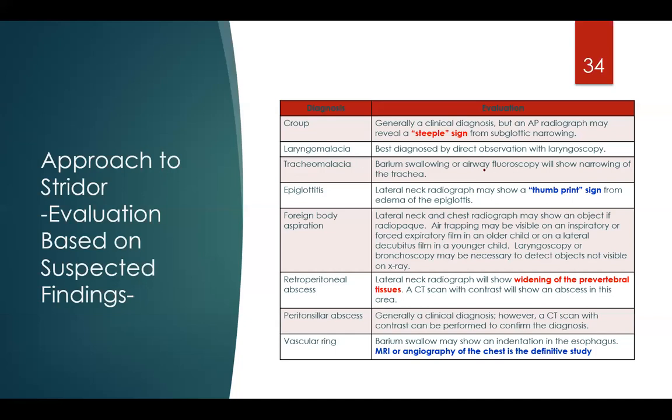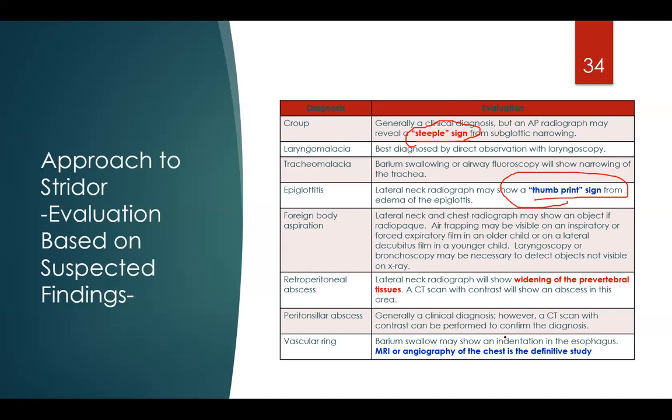Tracheomalacia, we've got to do a barium swallow. Epiglottitis, thumbprint sign, steeple sign for croup. Croup is a steeple and epiglottitis is a thumb, okay? Retroperitoneal abscess, you're going to have widening of the prevertebral tissues. What the heck does that mean? Well, we'll show you some of those soon.